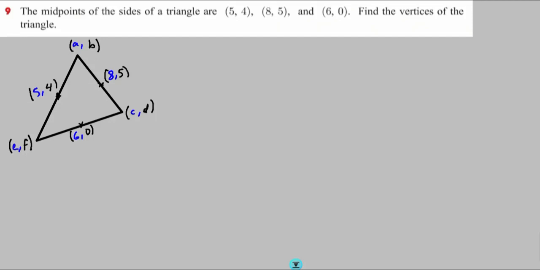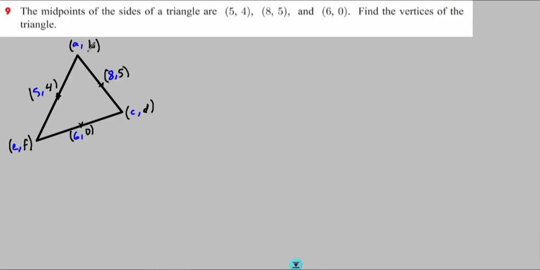This is question 9 of exercise 10b. It can be represented by this triangle where the midpoints of the sides are (5, 4), (8, 5) and (6, 0). We are required to find the coordinates of the vertices of the triangle.